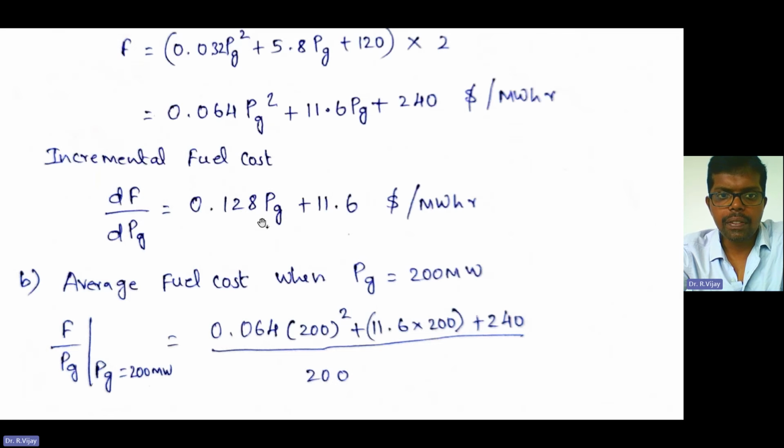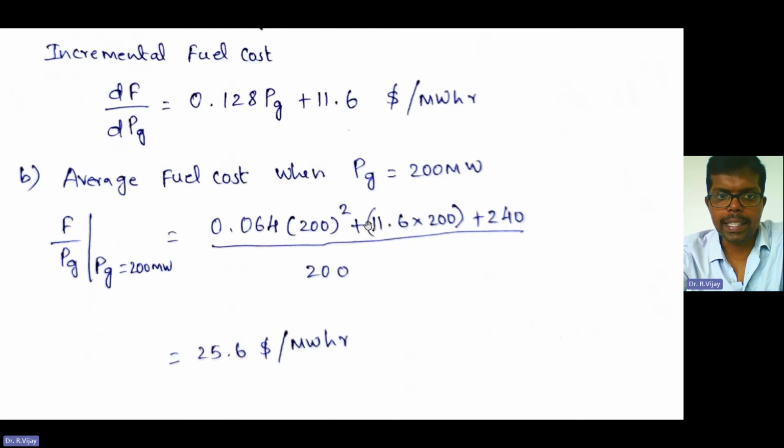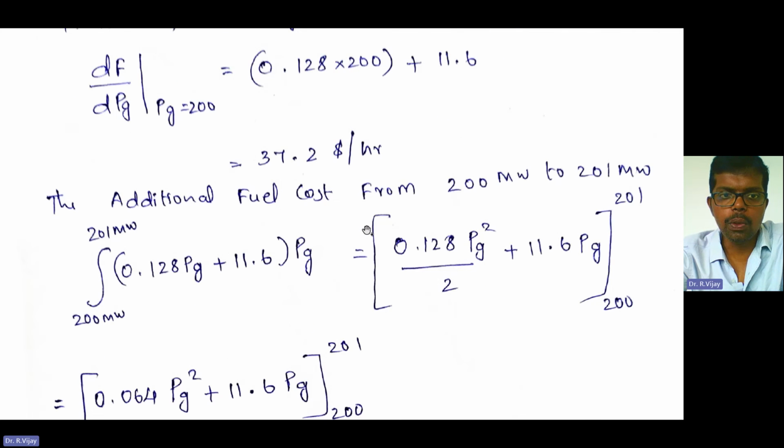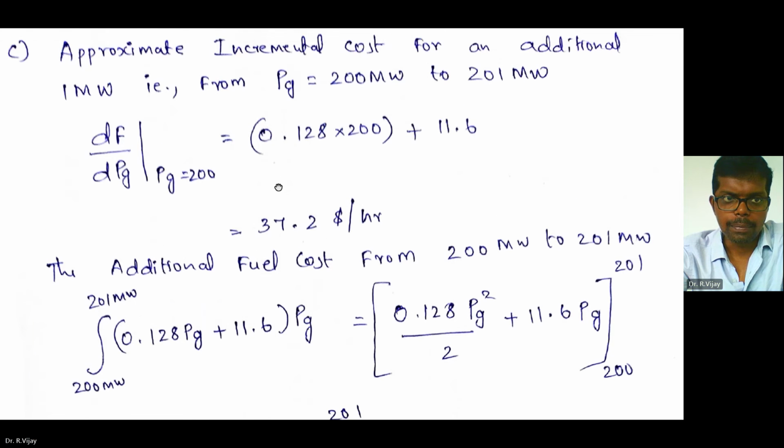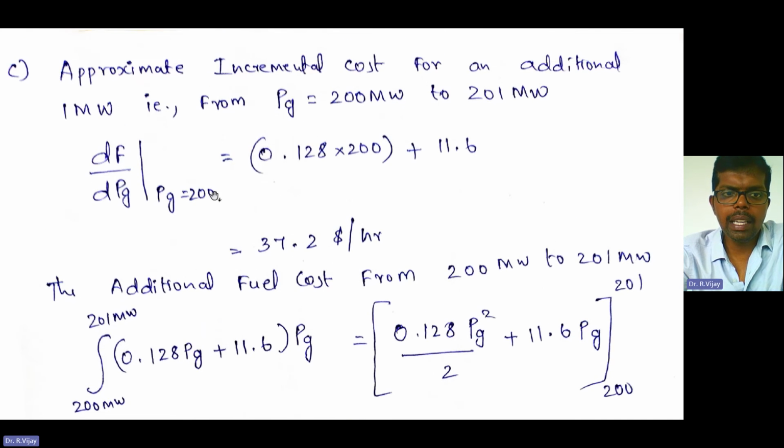So this is the differentiated value, that is 0.128 PG plus 11.6. In that, we need to substitute PG as 200 megawatt. After simplifying, we get the answer as $37.2 per hour. This is the incremental cost while taking PG as 200 megawatt.